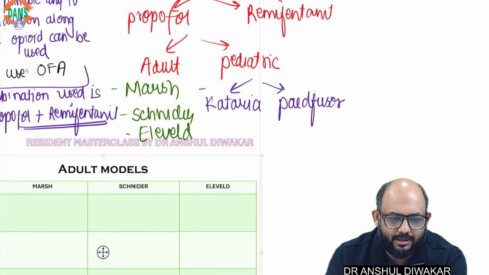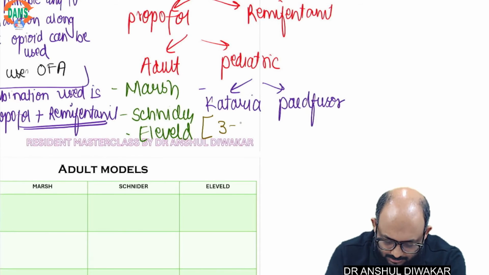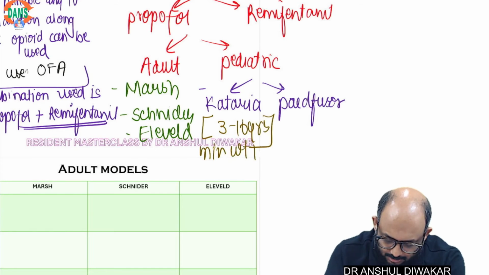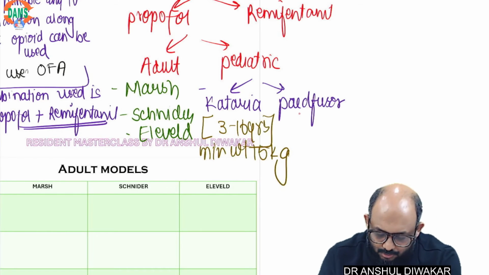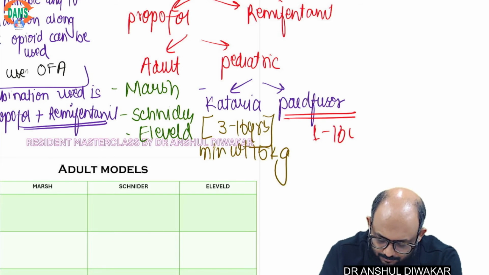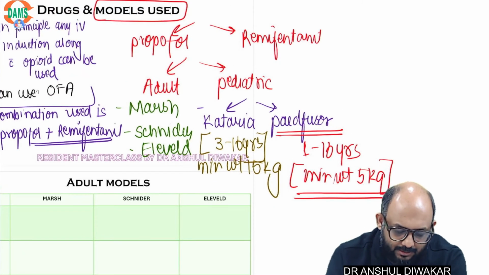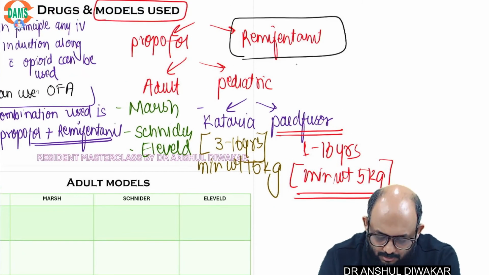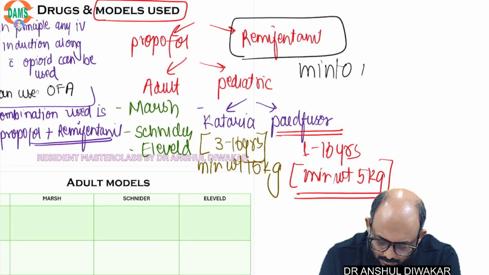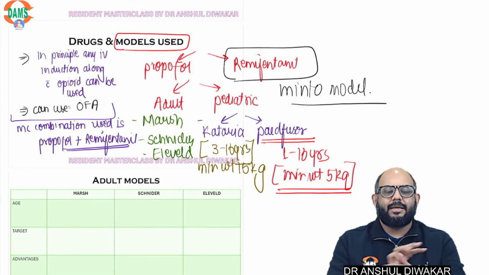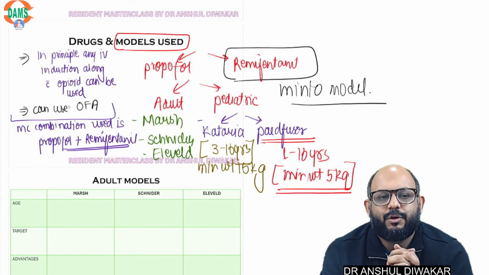Okay. Now Kataria was for age group between 3 to 16 years. So there was a limitation because the minimum weight was 15 kg, so you cannot use it in neonates. So now there is Paedfusor, which is from 0.5 or 1 to 16 years and the minimum weight is 5 kg. So more or less it can be used in all age groups. Remifentanil uses a model which is called the Minto model. And the pharmacokinetics of remifentanil are quite different, which we have discussed in detail in the opioid chapter. And so we use the Minto model.